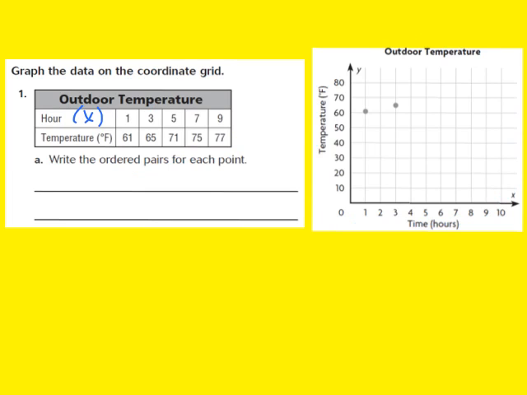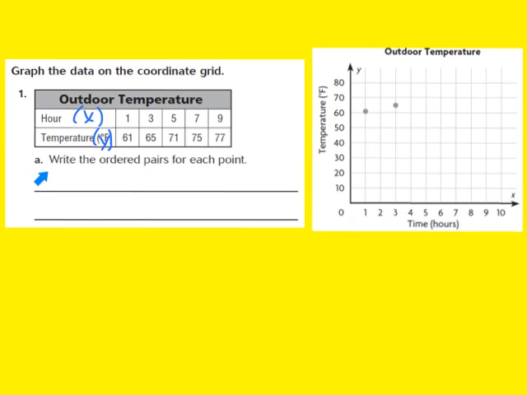Now, I also notice that temperature, measured in degrees Fahrenheit, is the y-axis or the vertical axis in my coordinate grid. And so I'm going to label the second row of my data, temperature, as the y. So next to temperature, we're going to write down that that's going to be our y-coordinate.